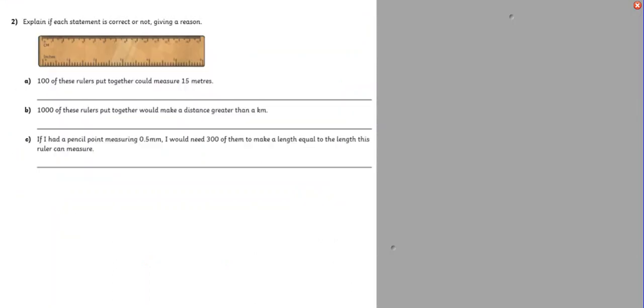Have a look at this one then. It says, explain if each statement is correct or not, giving a reason. So A, 100 of these rulers put together could measure 15 metres. B, 1,000 of these rulers put together would make a distance greater than a kilometre. And C, if I had a pencil point measuring 0.5 millimetres, I would need 300 of them to make a length equal to the length this ruler can measure.